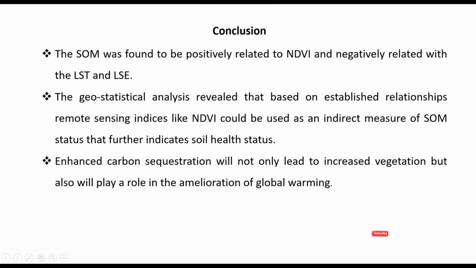Conclusion: the soil organic matter was found to be positively related to normalized difference vegetation index and negatively related with the land surface temperature and land surface emissivity. The geostatistical analysis revealed that based on the established relationship, remote sensing indices like NDVI could be used as indirect measure of soil organic matter status and that further indicates soil health status.